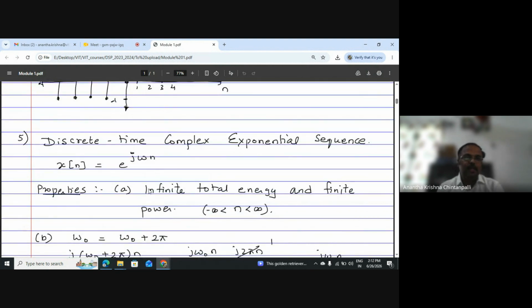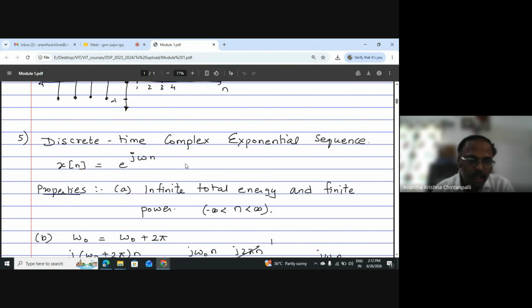So the fifth elementary signal is the discrete time complex exponential sequence. This is nothing but x of n is equal to e to the power of j omega n. Why do we talk about e to the power of j omega n, the complex exponential sequence? Because this acts as a basis function for computing the discrete time Fourier transform as well as the inverse discrete time Fourier transform. If this omega is discretized, then we are talking about the discrete Fourier transform and inverse discrete Fourier transform.